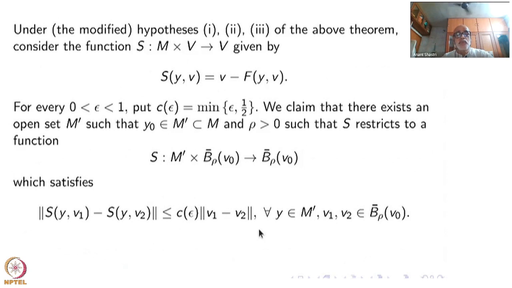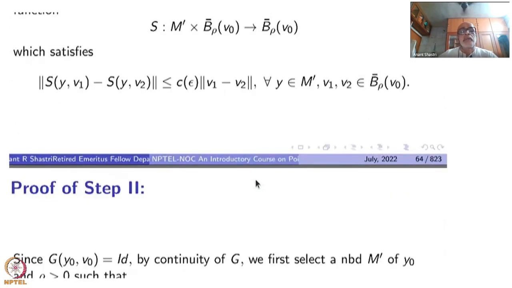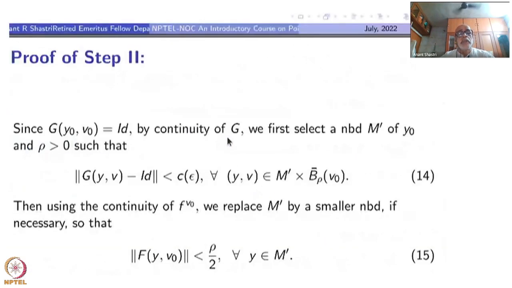Remember, this was nothing but a uniform contraction. So we are up to now applying the contraction mapping, which was done in the first module. Remember that, right? So first we have to claim this one. So first let us get the proof of this part. So how to prove this one?